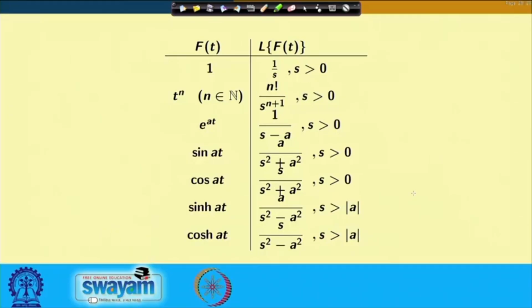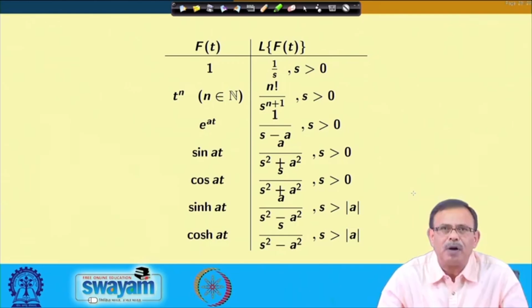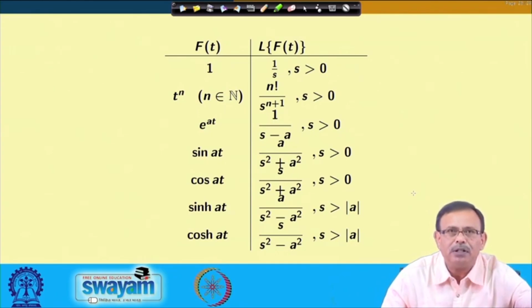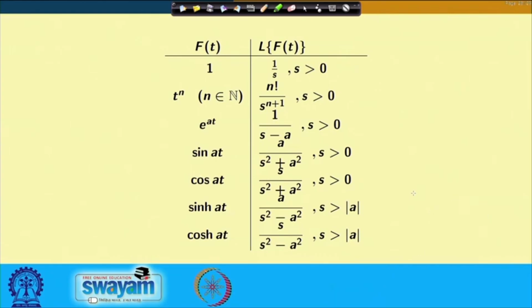Welcome back. Now, we are going through the Laplace transform of various functions. At a glance, let us see some functions and corresponding Laplace transforms which you should remember. Laplace transform of 1 is 1 by s, where s is greater than 0. Laplace transform of t power n, where n is a positive integer, is factorial n by s to the power n plus 1. Laplace transform of e power at equals 1 by s minus a.